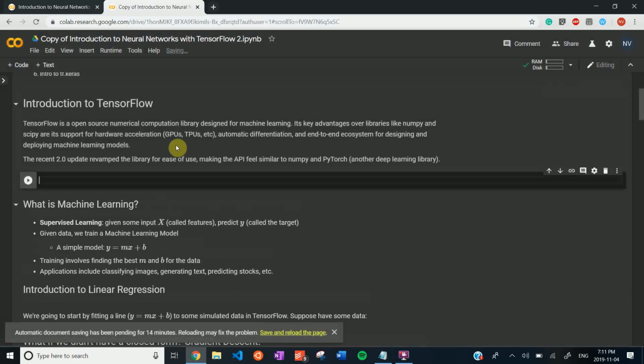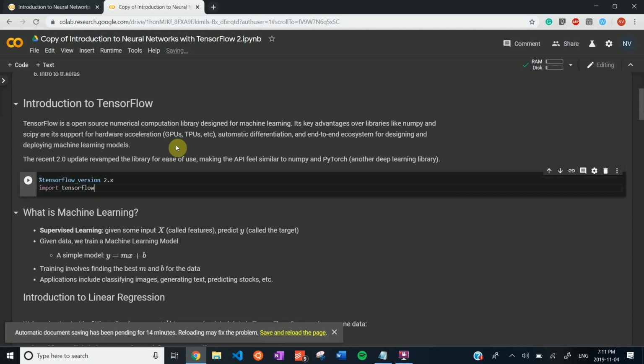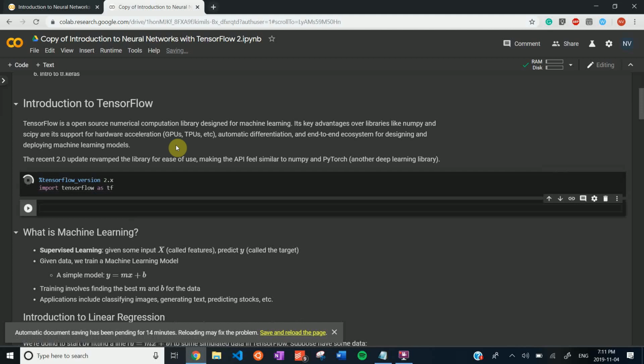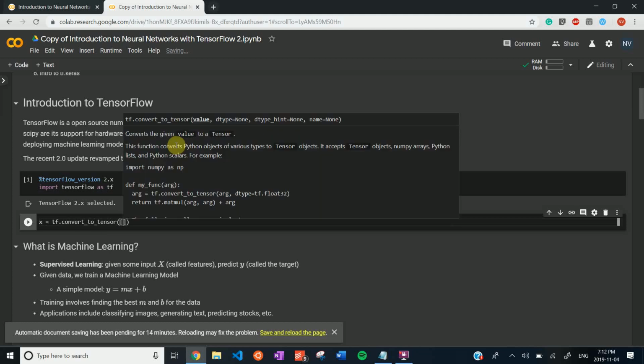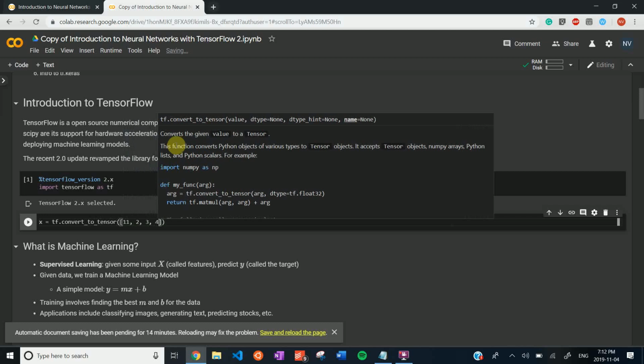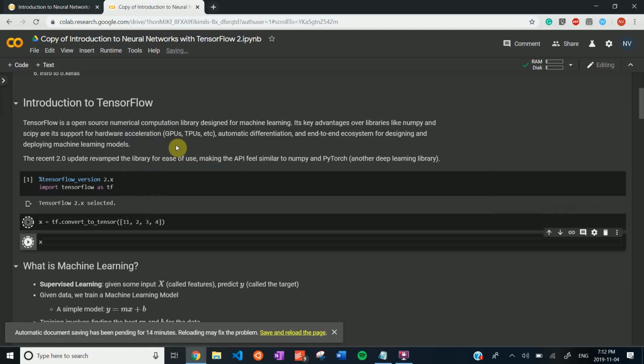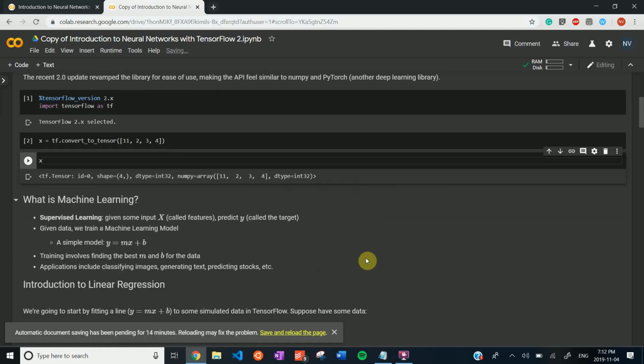Cool. So we can just get started. First thing is importing TensorFlow. In Colab, you want to do this to import the newest version of TensorFlow. And you have the library. The key unit of computation in this library is called a tensor. You can think of a tensor as basically an array, but a multi-dimensional array. A quick example is here: you can convert a list to a tensor. It connects, boom. And so here you have a tensor.